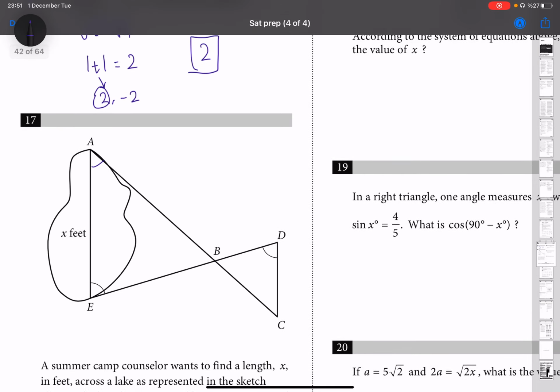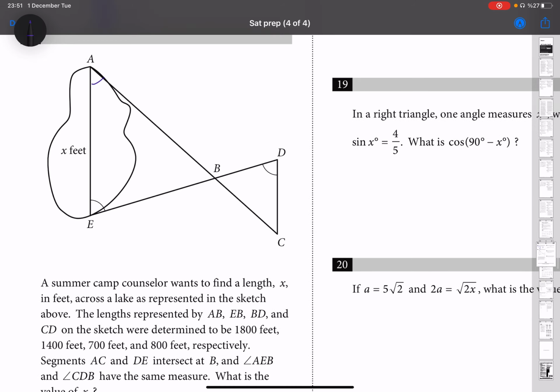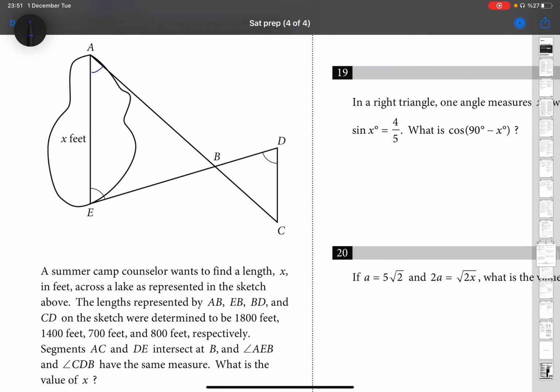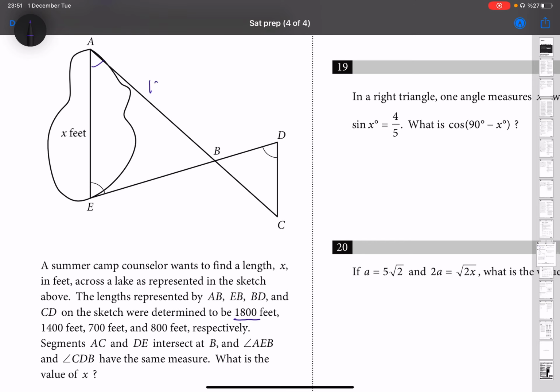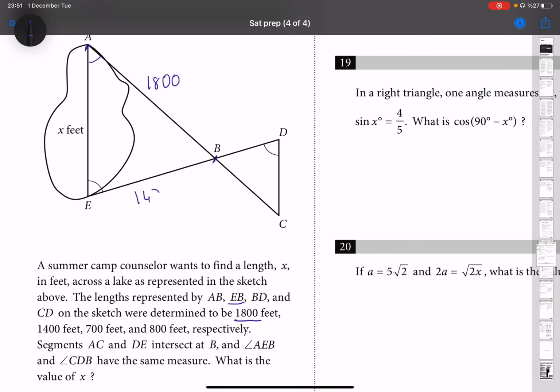is 2. Next question. A summer camp counselor wants to find the length x in feet across a lake as represented in the sketch above. The lengths represented by AB, EB, BD, and CD on the sketch were determined. So AB is 1,800, EB is 1,400, BD is 700 and CD is 800.